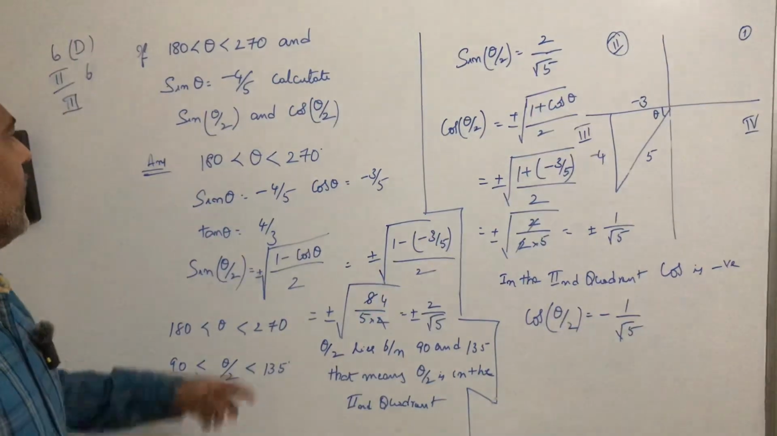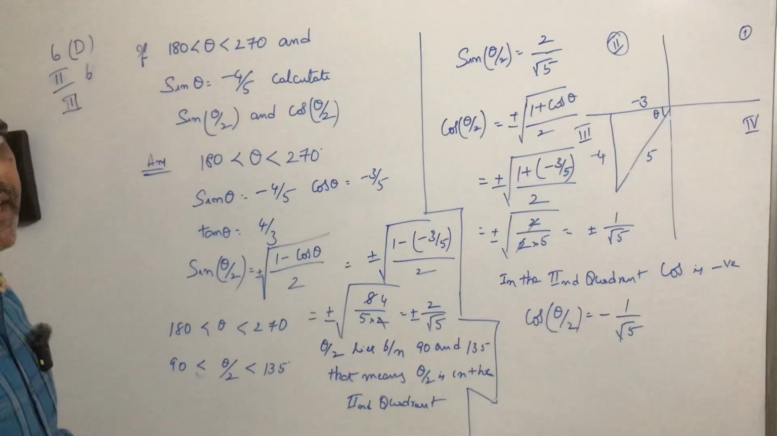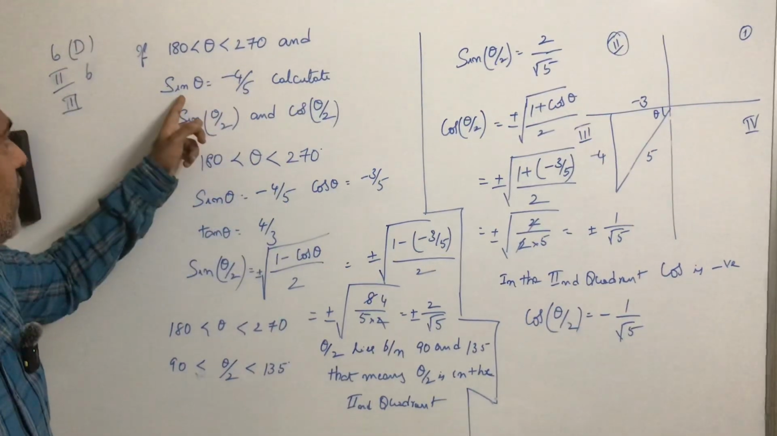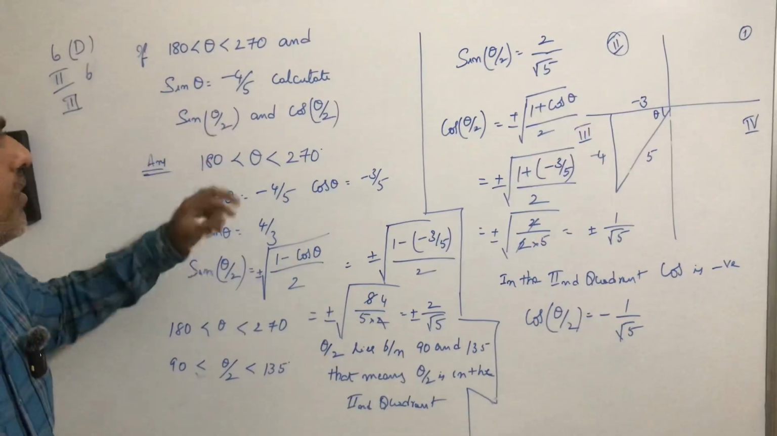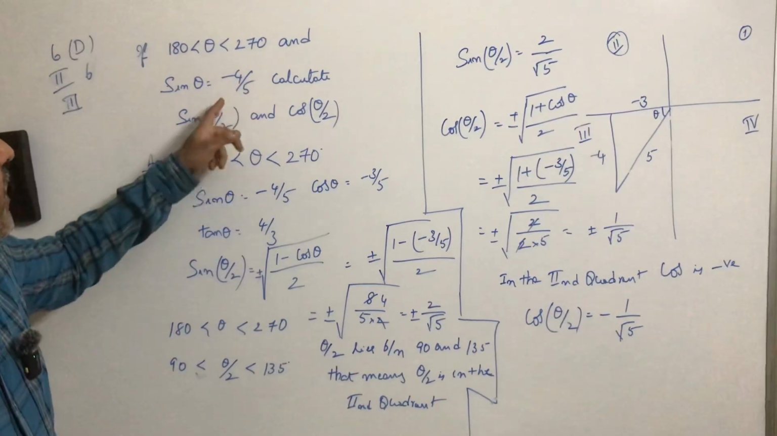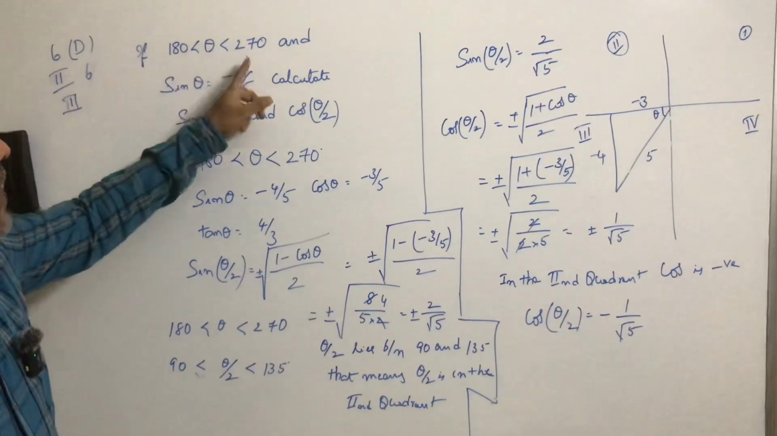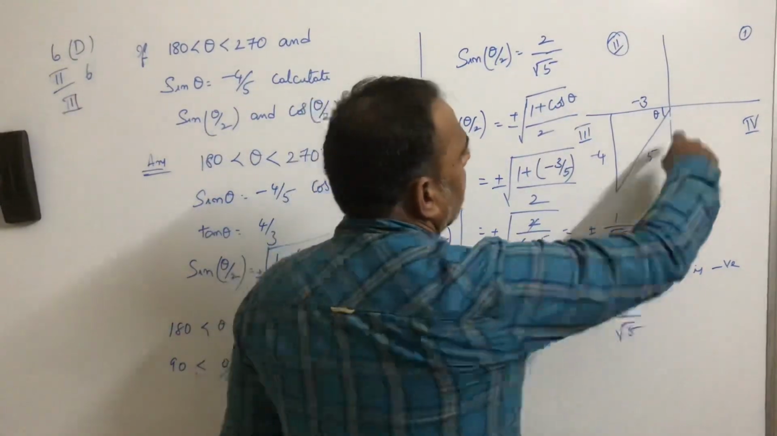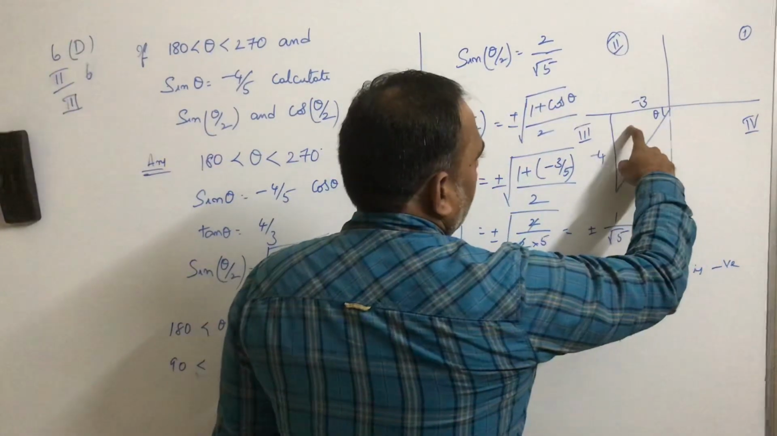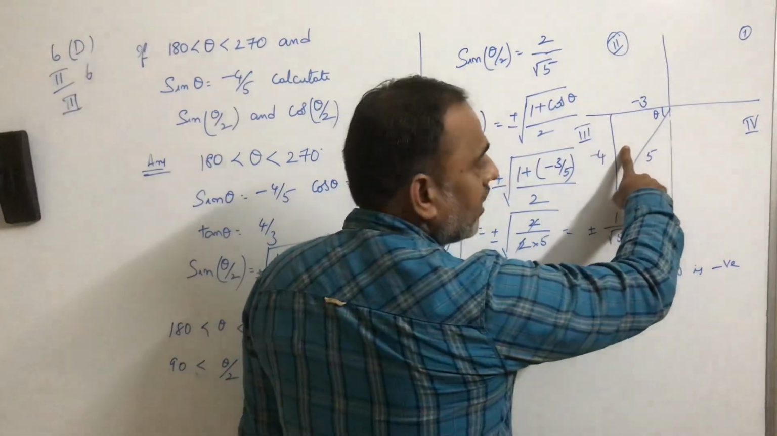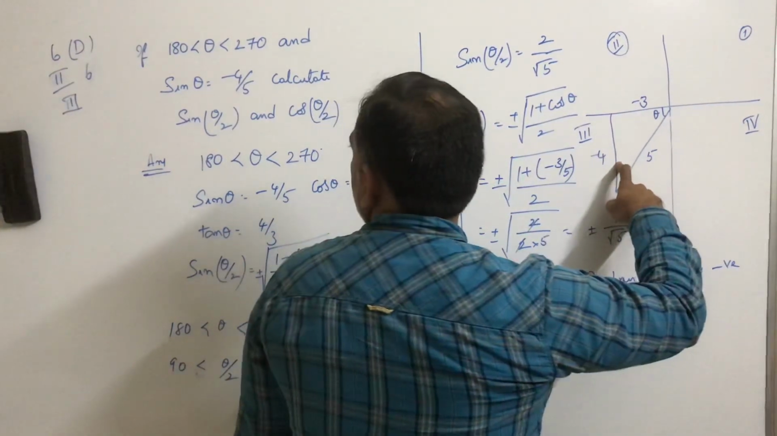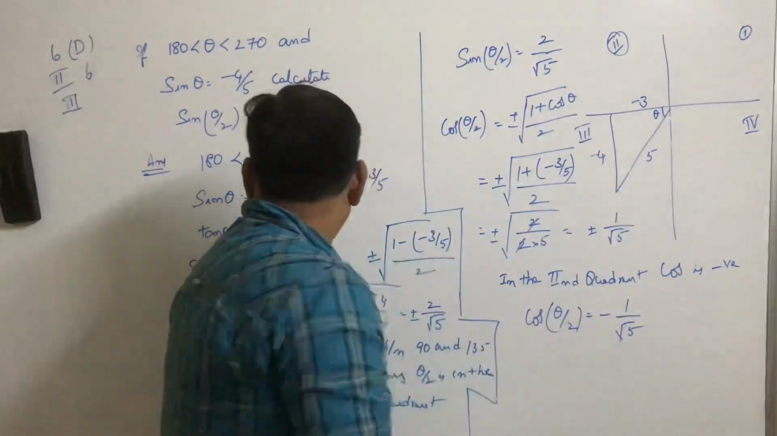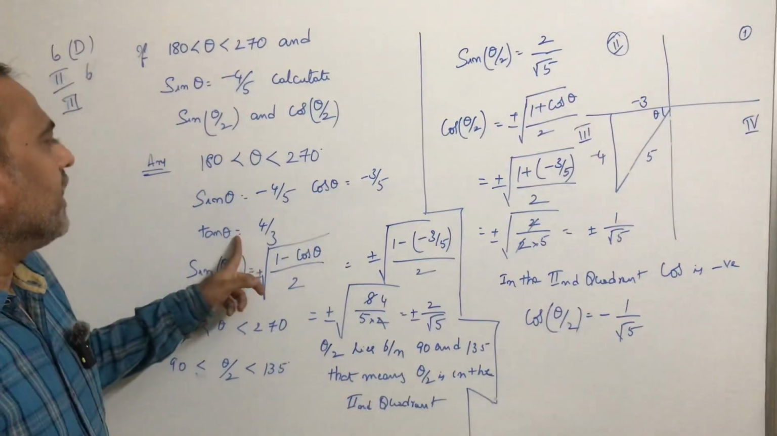See, again I will explain. First we need to write down what is given. Given is 180 less than theta less than 270, and we have the sin theta value also: sin theta equals minus 4 by 5. Theta is in between 180 and 270, which means it is in the third quadrant. Based on that, we write the quadrant system and the triangle lies in the third quadrant. In the third quadrant, sin value is negative.